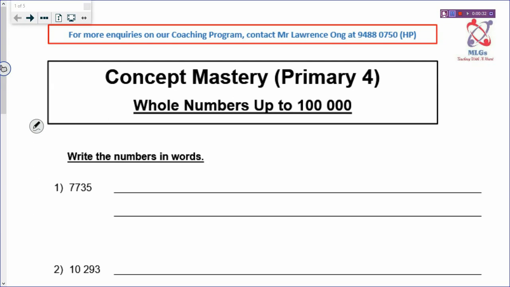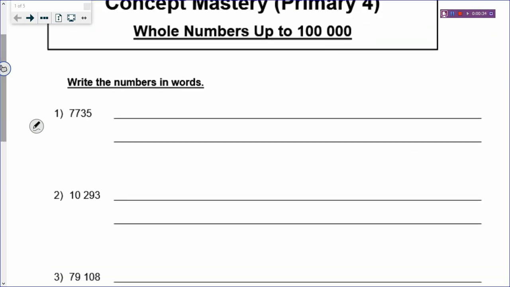Okay, so let's look at the first lesson, which is how to write numbers in words. Some of you may have some difficulty in writing out the words. This has to do with your spelling. If you spell the words wrongly, then of course you lose marks. So let's look at the first one. How do we write out the number in words?